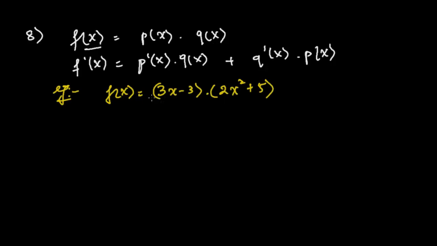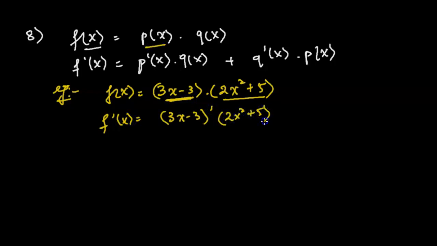Let's say we have f(x) is equal to (3x minus 3) times (2x squared plus 5). So a polynomial need not be only one term, it could be multiple terms. So here we are taking up an example using a binomial for each polynomial p(x) and q(x). The derivative for this can be written as the derivative of 3x minus 3, that is your p(x), times 2x squared plus 5, that is the q(x). We add it to the derivative of the second function, that is q(x), times the original function p(x).